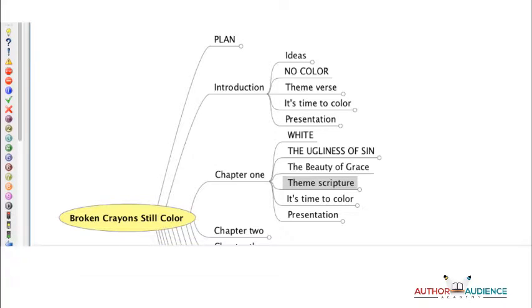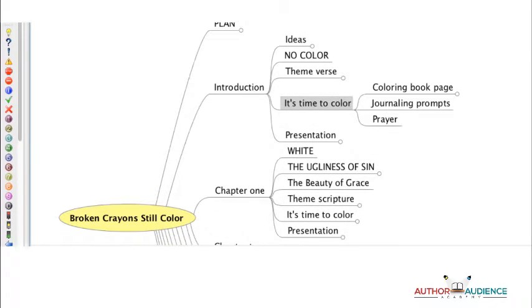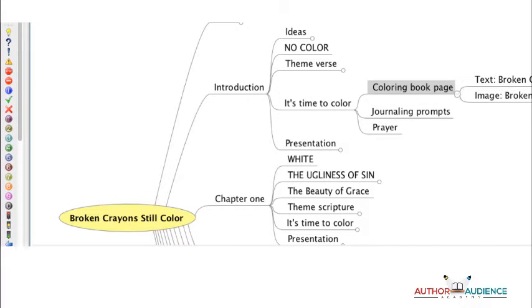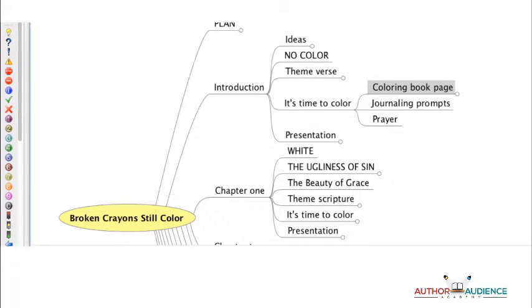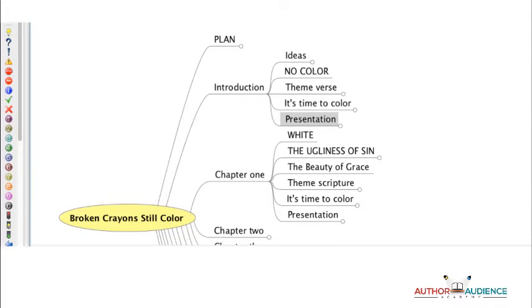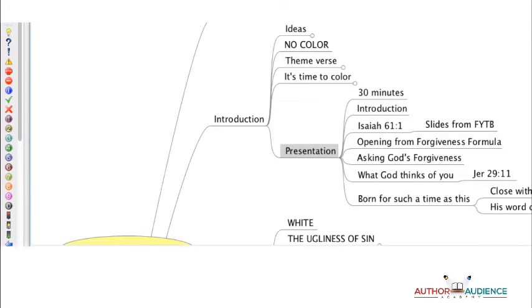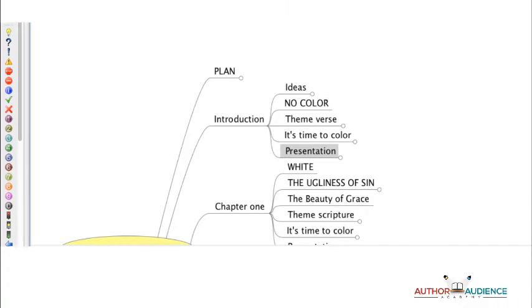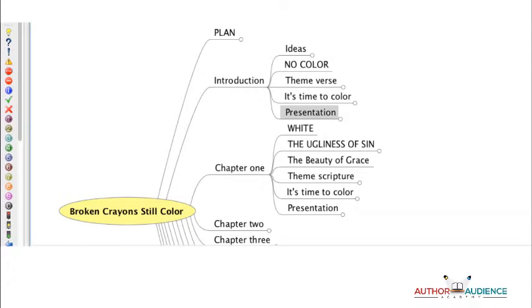And so I have a system here that I set up for every chapter. Every chapter has a theme color, except for the intro and the conclusion, has a theme verse. It has a coloring page. And so I've added in here what the text will be, what the image will be. It has journaling prompts, prayer, and then the presentation. So I want to keep it under 30 minutes. And then I have the ideas that I'm going to do for that presentation.